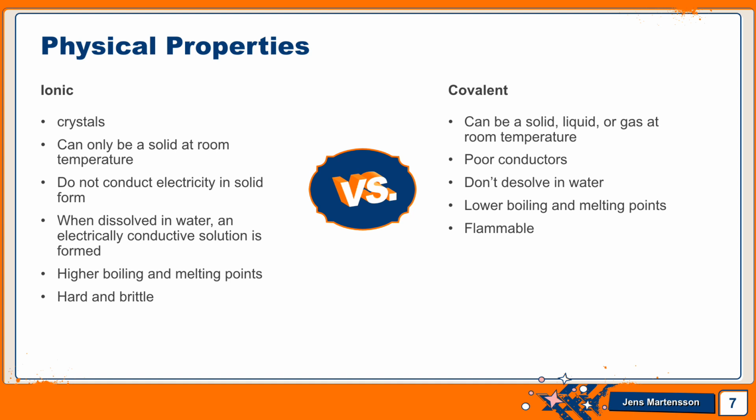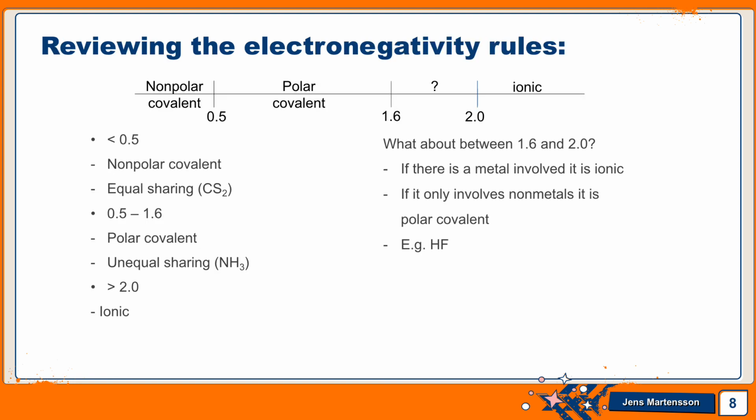Covalent, on the other hand, can be a solid, liquid, or gas at room temperature. They are poor conductors, and they don't dissolve in water, which means they don't have any electrolytes. Covalent bonds have lower boiling and melting points compared to ionic ones, and covalent compounds are very flammable.